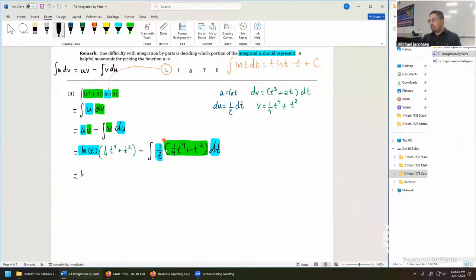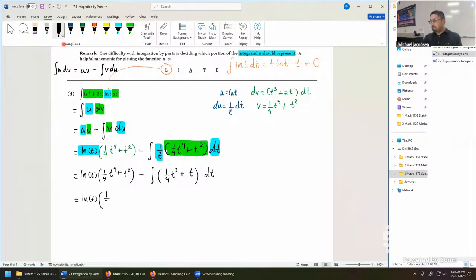We're going to rewrite this all as natural log t times 1/4 t power 4 plus t squared, minus antiderivative of 1/4 t cubed plus t dt. So now we can really work through this in a fast way. The last integral right here is just once again the power rule in reverse. So the end answer, the way I'd probably leave it, would be in this form.